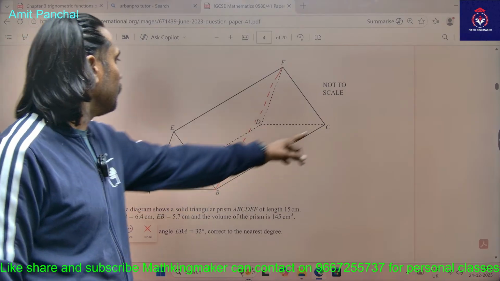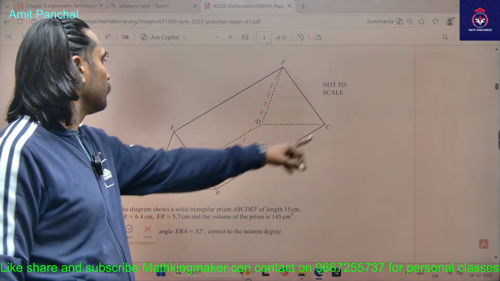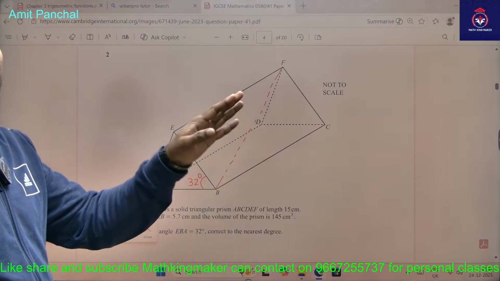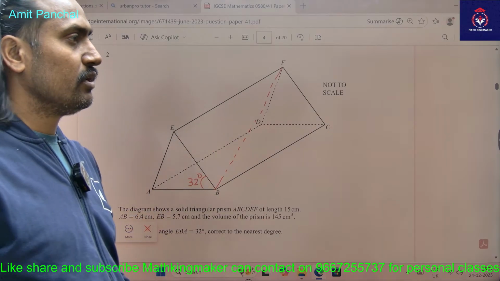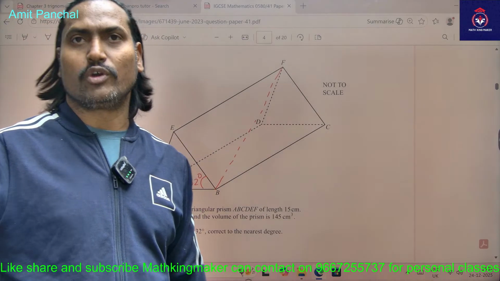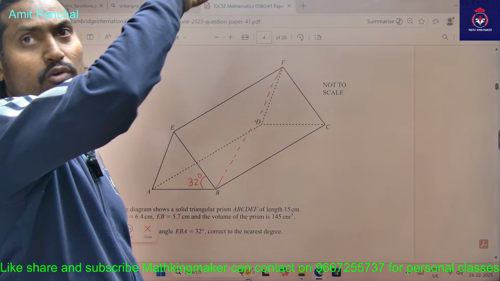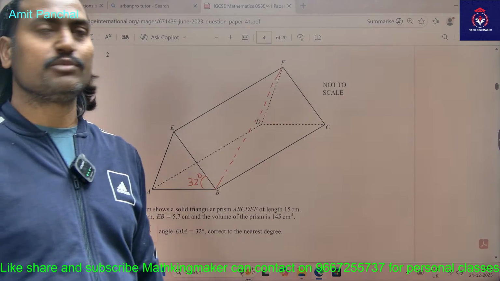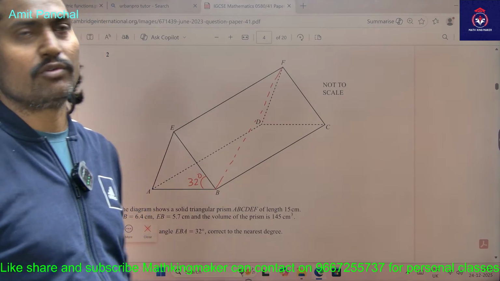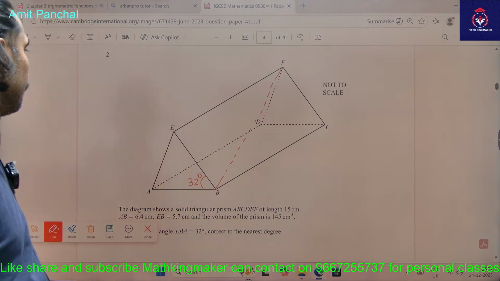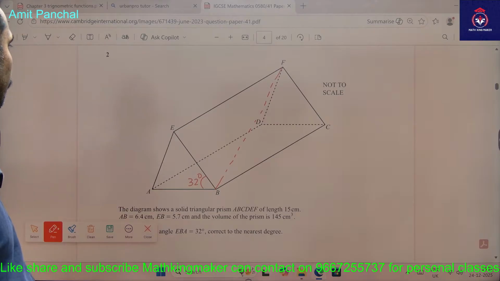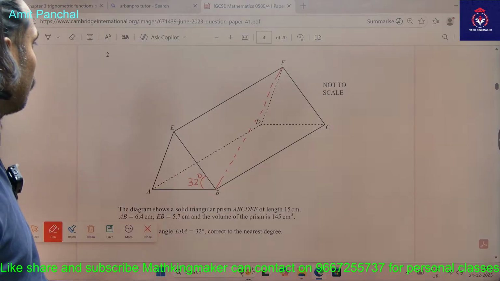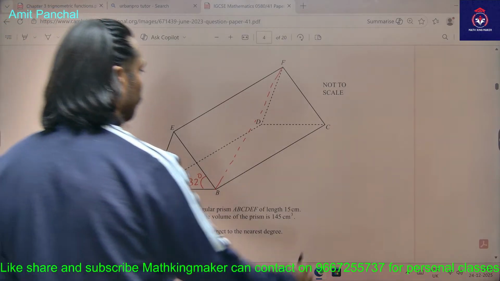Yeah, ABCD is the base. Like in your room, you just join one corner to the other upper corner. So how much angle is it making with the base? They're asking about the same thing. So the base is like a flat surface.